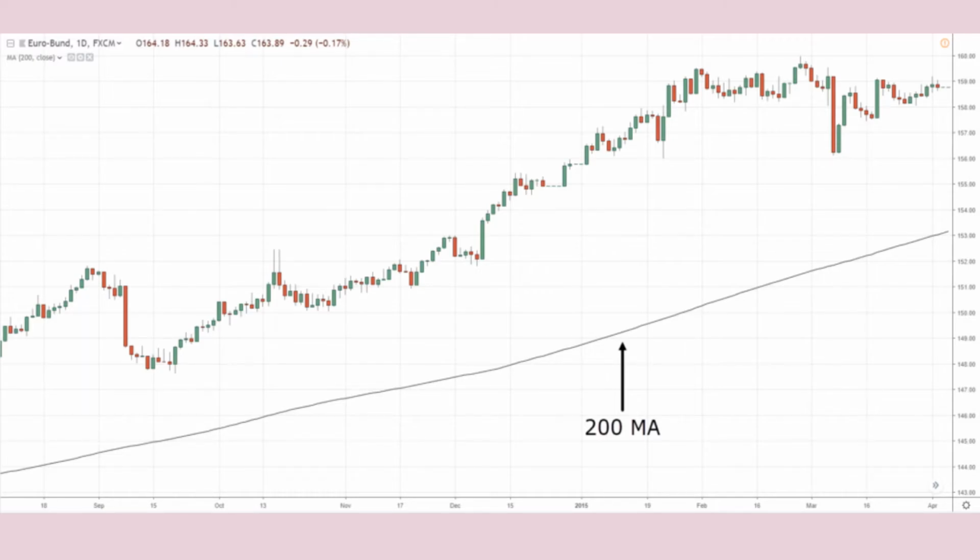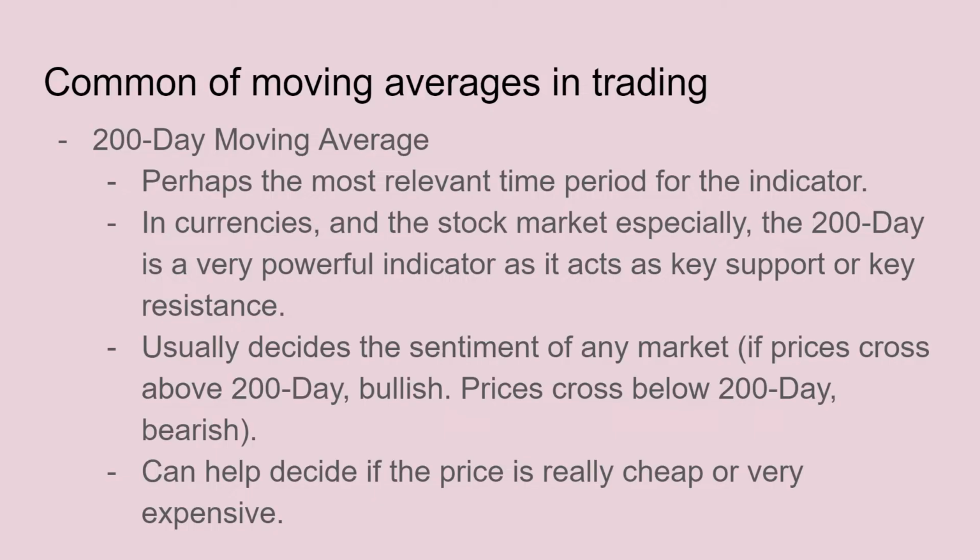But again, I mentioned that the 200 is my absolute favorite, the 200-day moving average specifically. So the 200-day moving average is possibly, as I mentioned, the most relevant time period for the indicator, especially on the 200-day chart. And if you look at the S&P 500, I would encourage you to go do some testing and research on the S&P 500 and look at the 200 period moving average on a daily chart. It's really interesting how price responds to it.